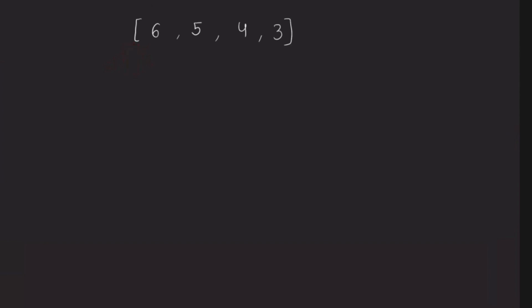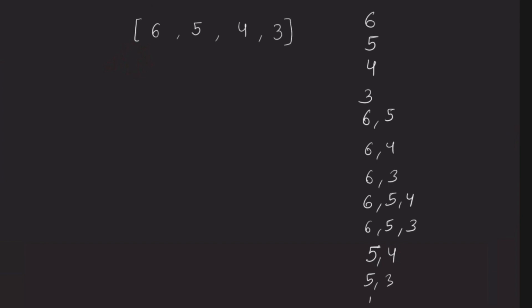Now, if we try to find the possible combinations of this, it can be 6 alone, 5 alone, 4 alone, 3 alone, then 6 and 5, 6 and 4, 6 and 3, then 6, 5 and 4, or 6, 5 and 3, or 5, 4, or 5, 3, and so on. So there are so many combinations of all these elements. Now, out of all these combinations, you need to find the bitwise AND of each.